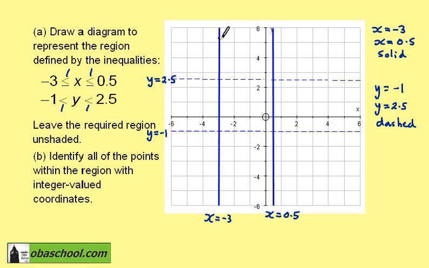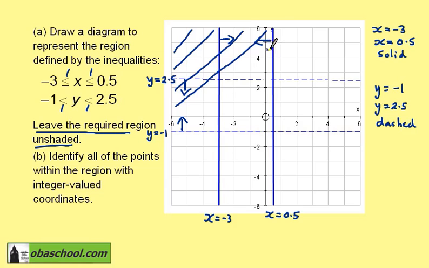We now want to identify the region. The region is between the two x lines. It's also between the two y lines. The region that satisfies both is this rectangle in the middle. Since we need to leave the required region unshaded, we shade around this region, shading out everything else and leaving the rectangle in the middle blank.